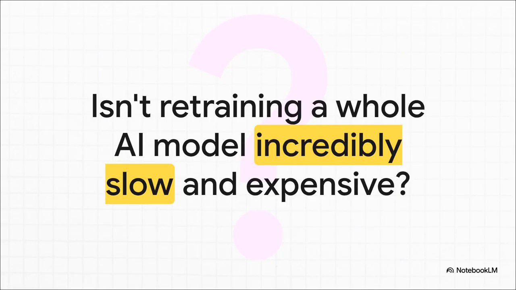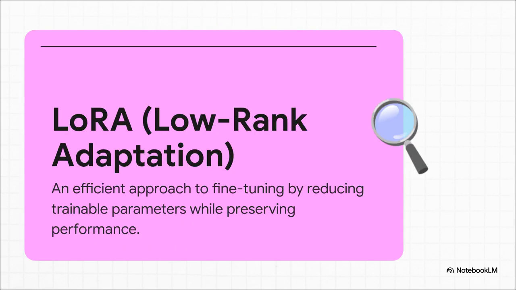Which leads to the big question, right? It sounds like we're retraining a massive AI model, which has to be super slow and crazy expensive. And honestly, for a long time, that was a huge barrier. But what if there's a smarter way to do it? Well, say hello to LoRA. This is the clever, kind of elegant solution to that whole efficiency problem. It's basically the work smarter, not harder tool in our kit. LoRA lets us get all that amazing specialization without having to mess with the vast majority of the original model.